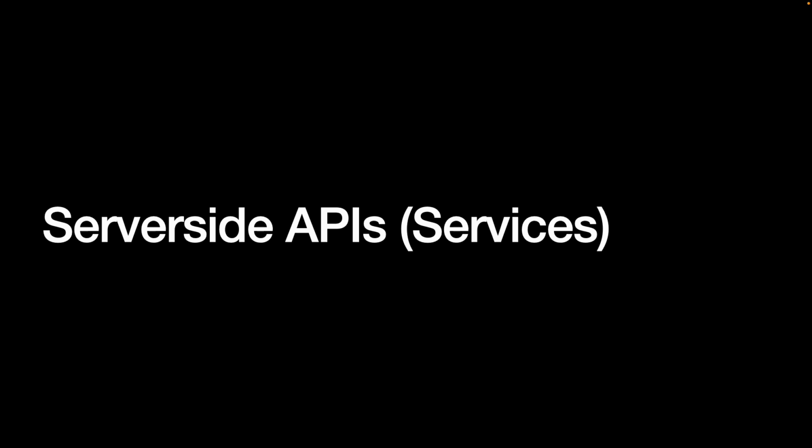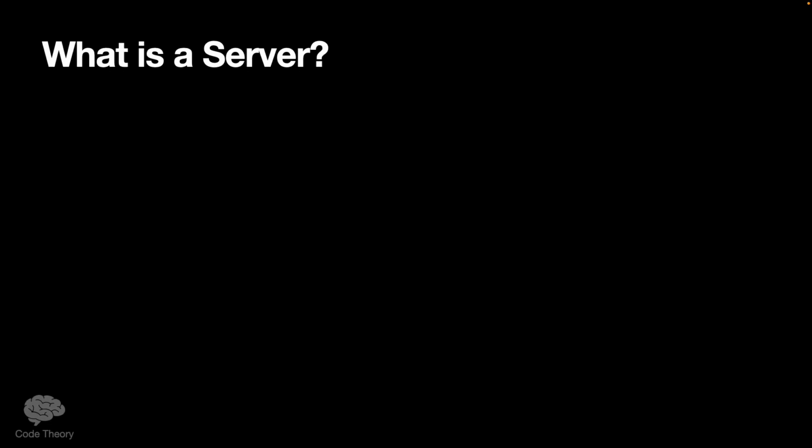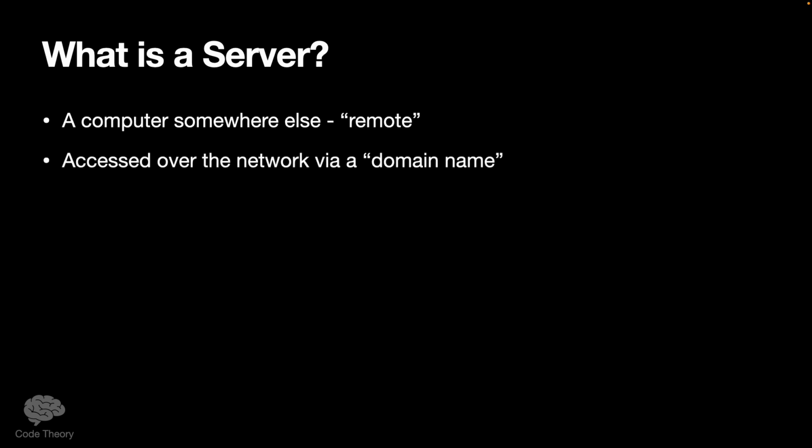Okay. So now let's talk about server-side APIs. That was all local stuff, right? We're talking about networking, though. So what is a server? A server is a computer that is somewhere else. You can also call it a remote computer or a remote server. The idea is basically it's just not you. It's not the same box that you're running on, right? Technically, a server can be another program running on the same box, right? The point is it's somewhere else, right? It's not your code. It's some other code that's running and executing somewhere else. Typically, you access servers over the network via a domain name.